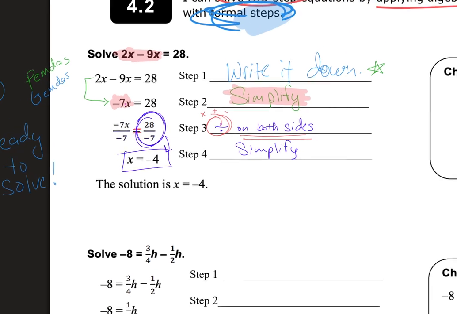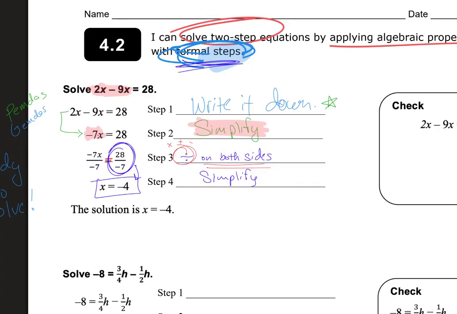These are the formal steps, so to speak, of how to do this. You write it down. I know that seems silly. In fact, I wouldn't even call it a formal step. It's more of an informal step. But you need to think about whether you need to simplify. Then what you're going to do to both sides, and then to simplify again. This is how you solve anything.